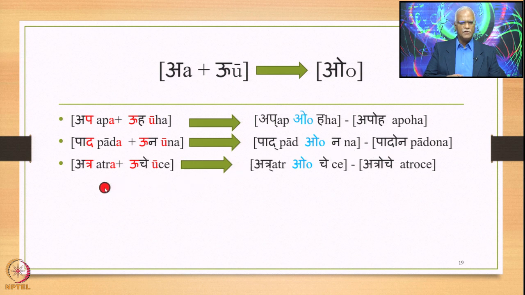Then we have an example of words in the sentence, atra plus uche, and a is immediately followed by long u, and so in place of both of them we get o as the substitute, and so we have atra o che, atro che.